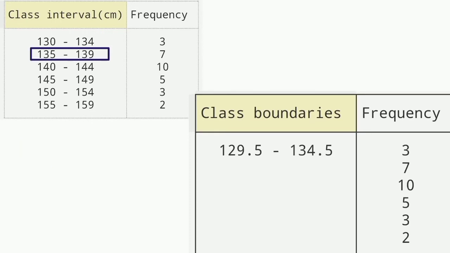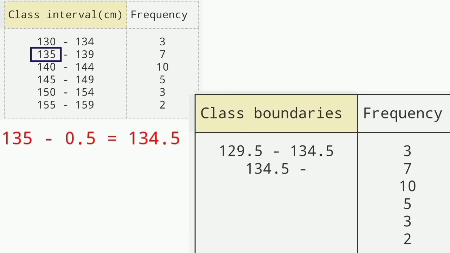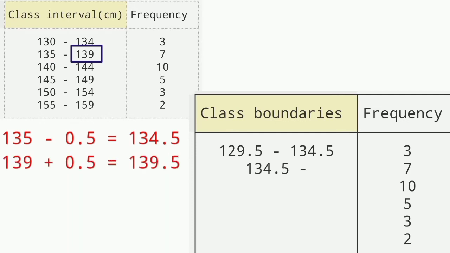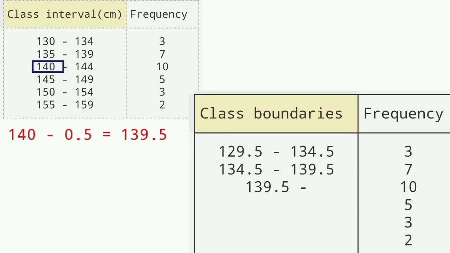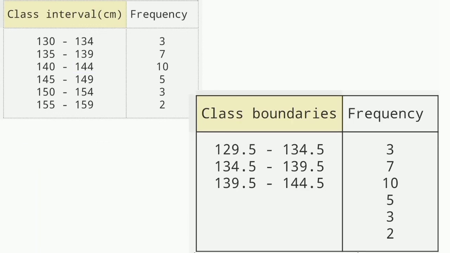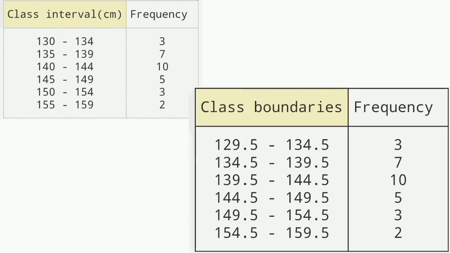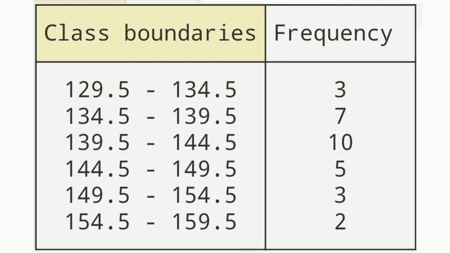For the second class interval, 135 subtract 0.5 gives 134.5. Upper limit, add 0.5, gives 139.5. Third interval 140 to 144: lower limit subtract 0.5 gives 139.5, upper limit add 0.5 gives 144.5. Like that, for the lower limit you subtract 0.5 and for the upper limit you add 0.5, and prepare another table. That we call class boundaries.